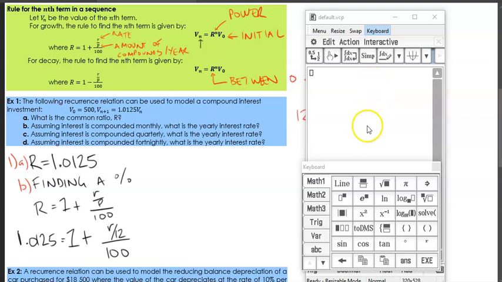Okay, so I've just gone into the main calculation screen, made sure my keyboard is on. I want to use the solve function. So in Math 1, to the right, third one down, we have the solve. And I'm literally just going to write everything in here.